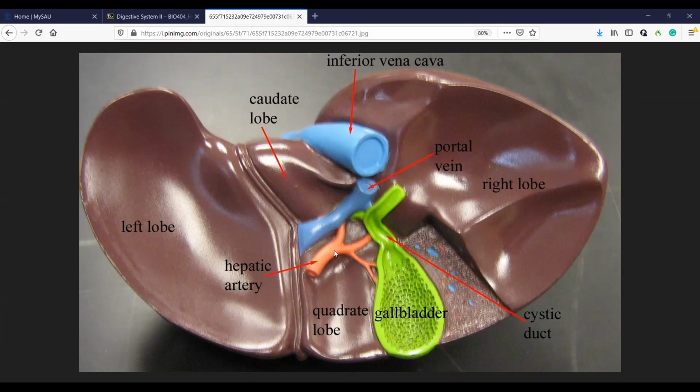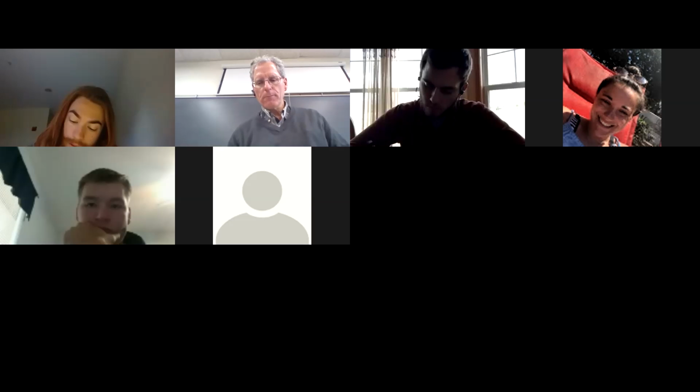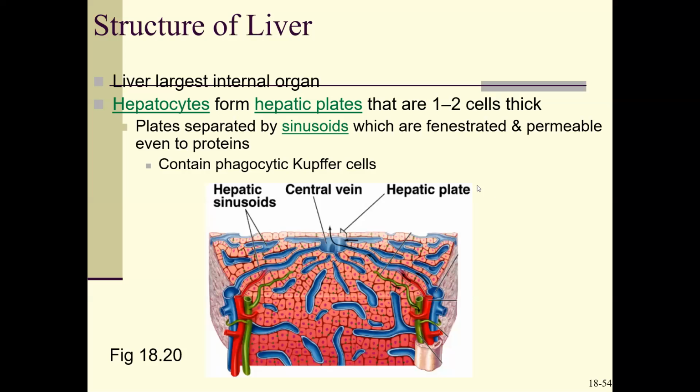So, lesson learned here is this. After materials are absorbed by the GI tract into the blood, what's our first stop? Answer, the liver. Okay, a little quick anatomy lesson there on the liver.